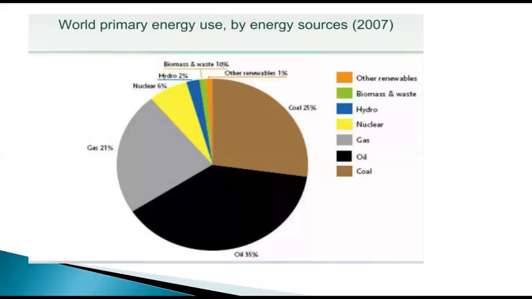So this is the pie chart. We can understand how energy is used nowadays. Maximum is oil, next is coal, gas, then nuclear, biomass, hydro, like this. From this pie chart, you can understand the energy consumption. So this is about world primary energy use.